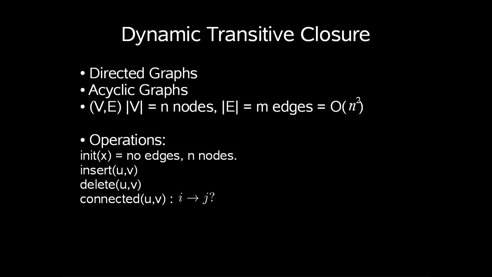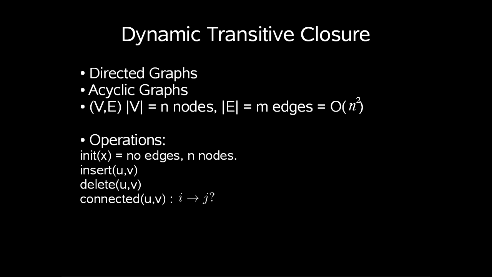So, just to review what a directed graph is. We have some graph with n nodes and m edges, which is at most n squared, which would be the case if every node was connected to each other. So initially we have some graph with no edges and n nodes.